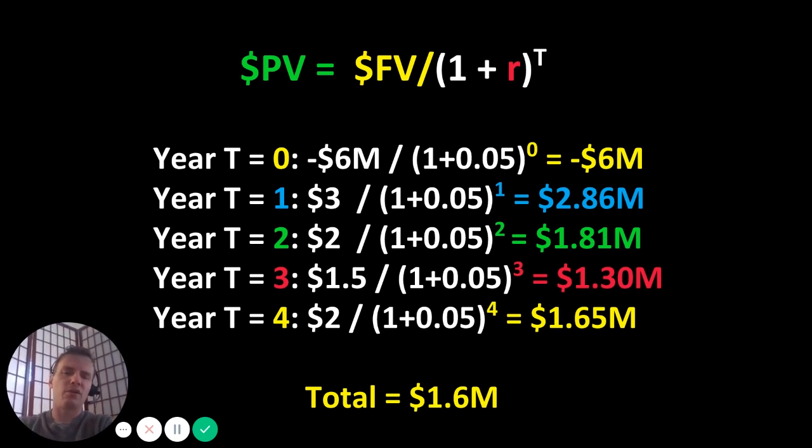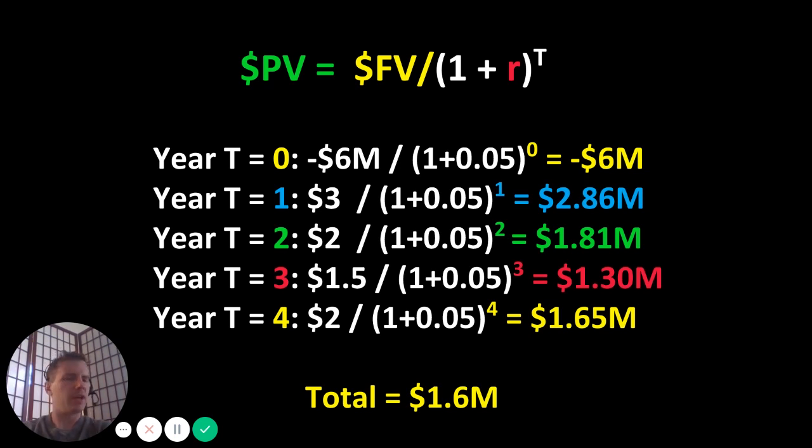And then finally, in year 4, the present value of $2 million 4 years from now is $2 million divided by 1.05 to the fourth power, and that gives us $1.65 million.